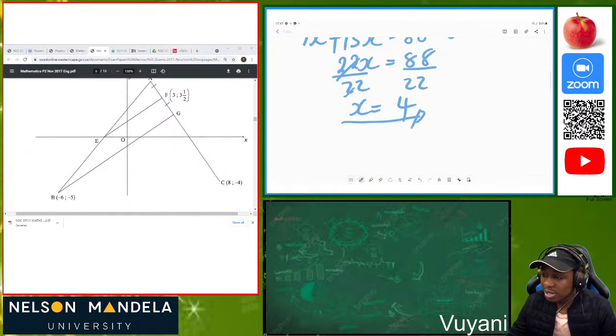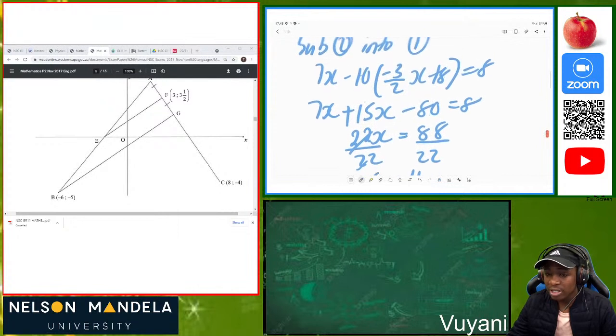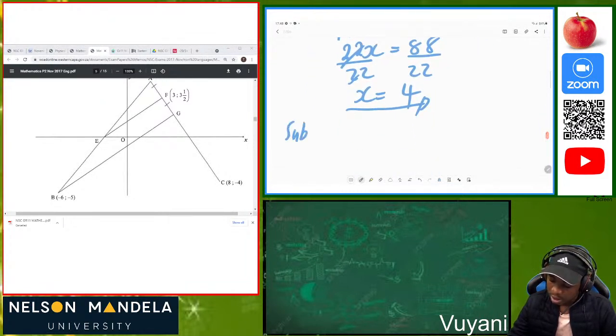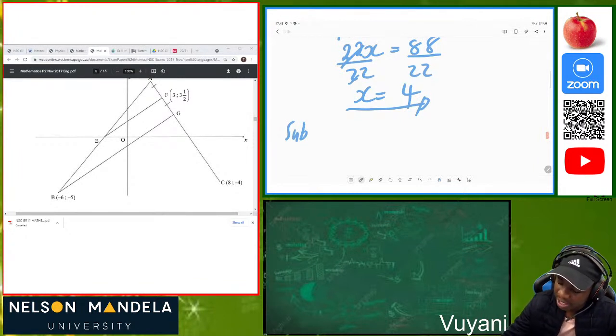We have the x coordinate of G. We now want the y coordinate of G, so we can substitute x equal to 4 in equation 2. You can substitute the x value in one of these equations. Me, I choose the second equation. Wherever I see x, I have to replace it with 4.